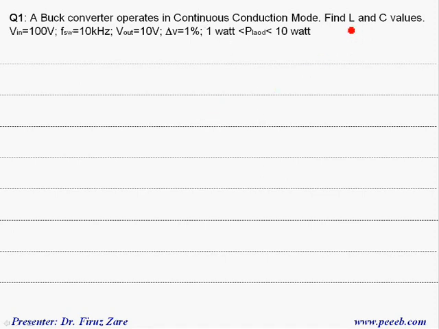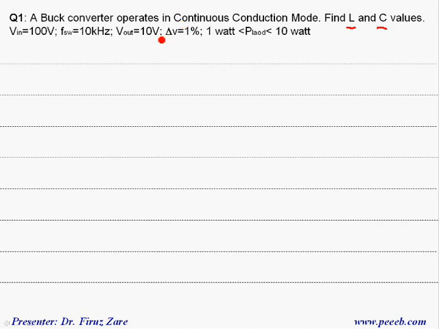In this example, we have a buck converter which should operate in continuous conduction mode, and we have to find the inductance and capacitance values. The input voltage is 100 volts, switching frequency is 10 kilohertz, output voltage should be 10 volts, the ripple is approximately 1%, and the output power is between 1 up to 10 watts. So now the question is how to find the inductance and capacitance values based on the condition that the system should operate in continuous conduction mode.